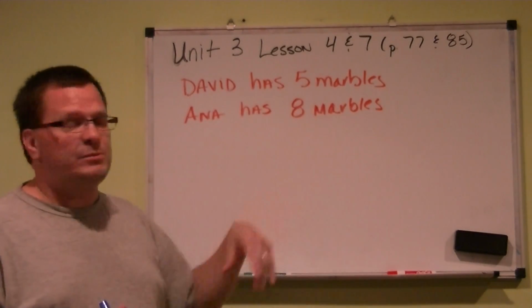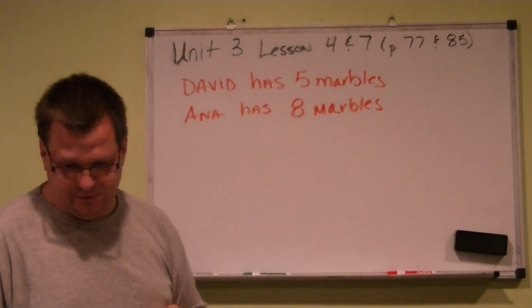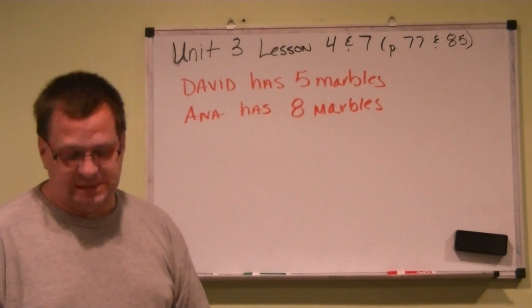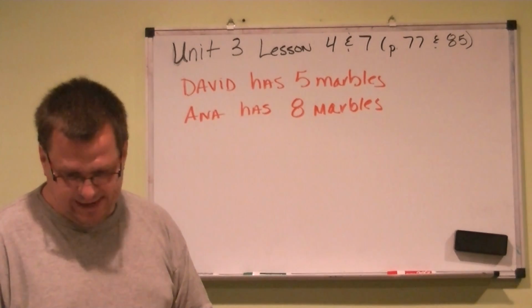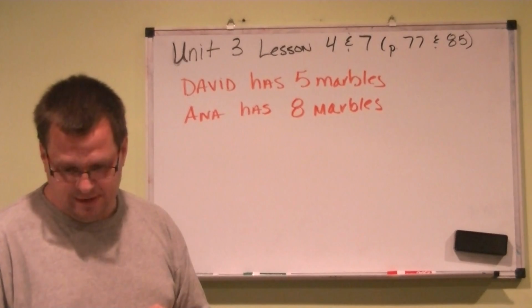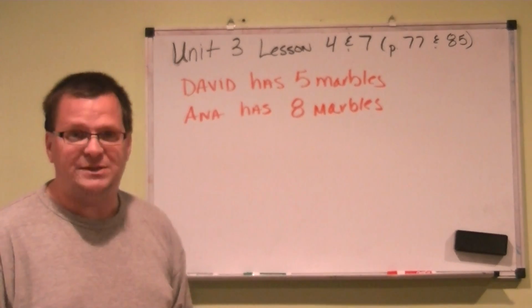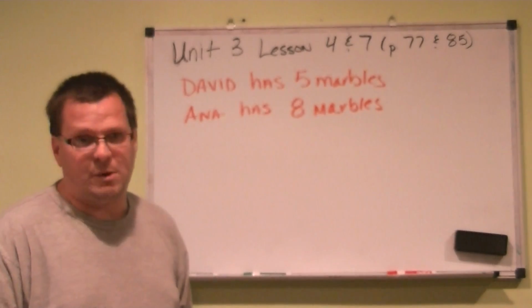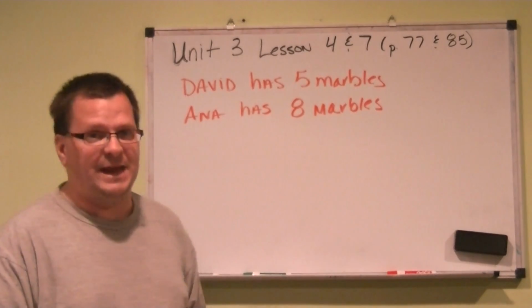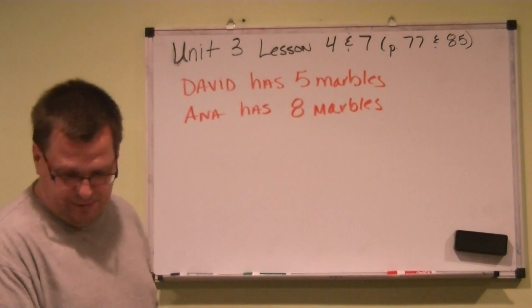David has 5 marbles, Anna has 8 marbles. And the first question says, how many more marbles does Anna have than David? And the second question says, how many fewer marbles does David have than Anna? And you've got to do what they call comparison bars.